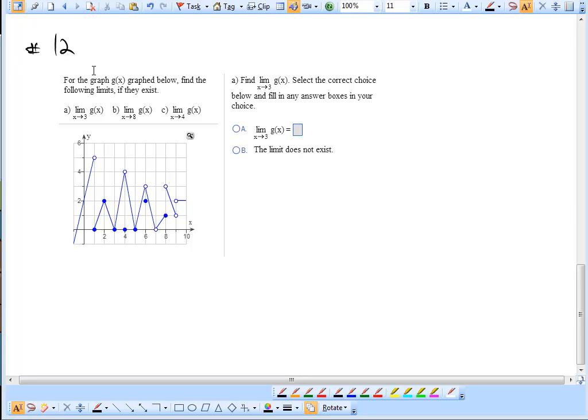Okay, this is number 12. So it's asking the limit as x approaches 3, which is in general. It's not specifically left or right. So look at 3, your x value 3. Here it is.